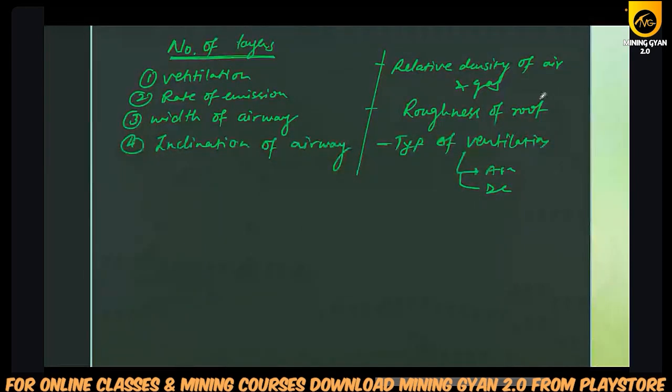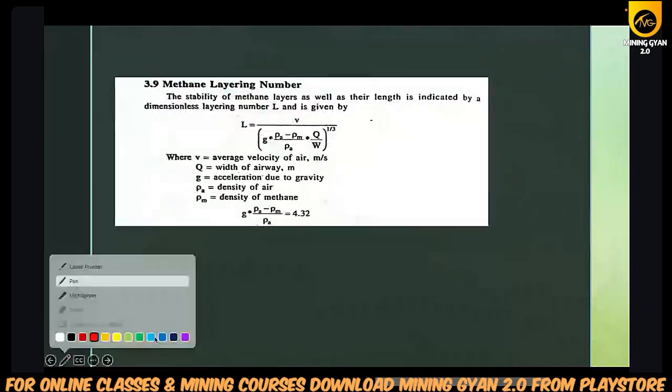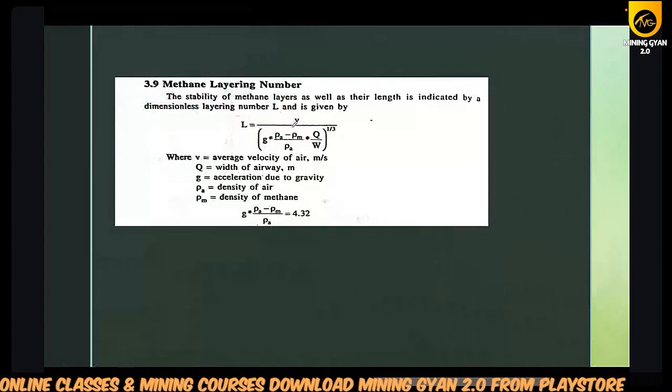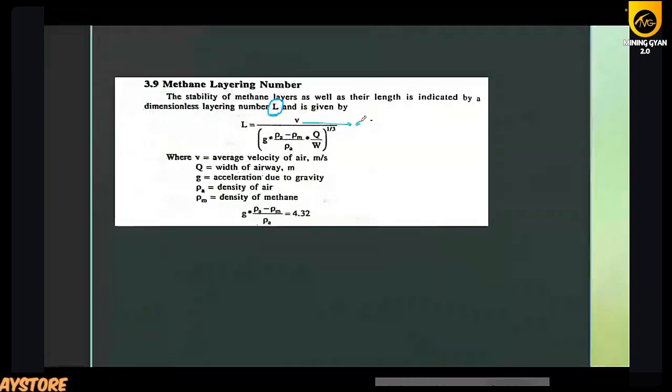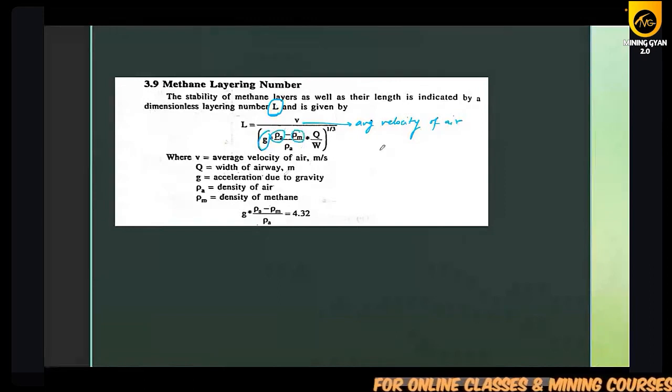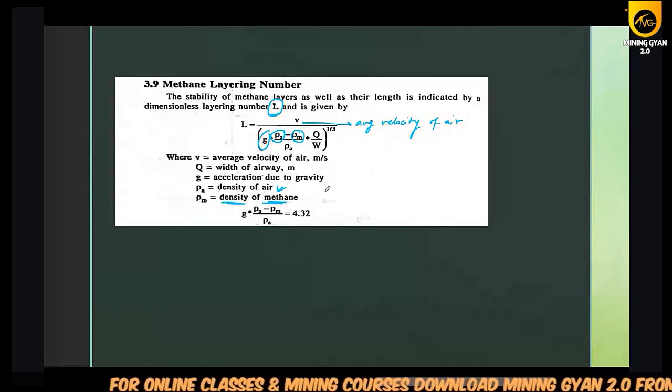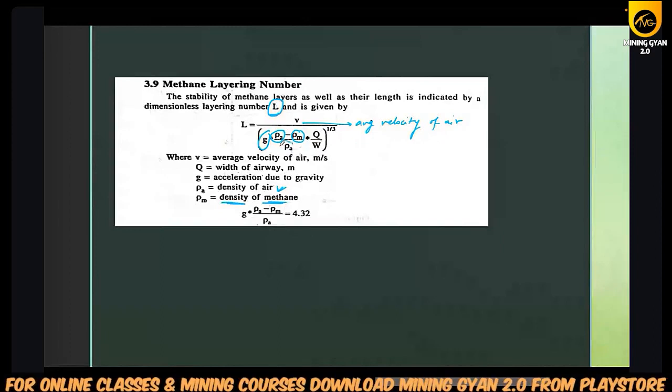Now this formula, methane layer number. Please remember this formula because it is very important. The stability of the methane layer as well as its length is indicated by the dimensionless layer number L. So L equals V, where V is the average velocity of air, and G is gravity, rho a minus rho m, where rho a is the density of air and rho m is the density of methane, divided by rho a. Then Q by W. So when we consider G, multiply rho a minus rho m by rho a.